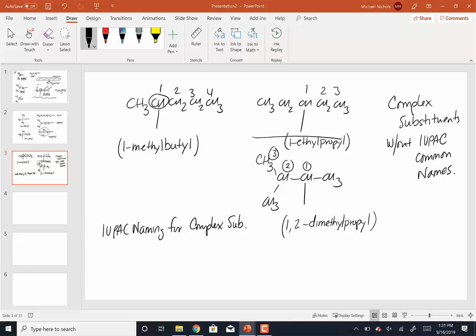Where you saw these parentheses before was in the book, because they were using this system to name tertibutyl and isopropyl, which IUPAC has now said we don't use anymore, because it has accepted their common names. So isopropyl was 1-methylethyl. Tertibutyl was 1,1-dimethylethyl.